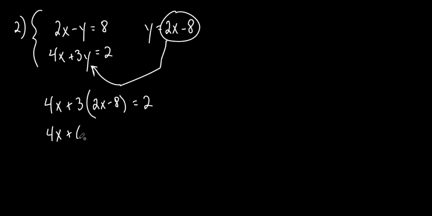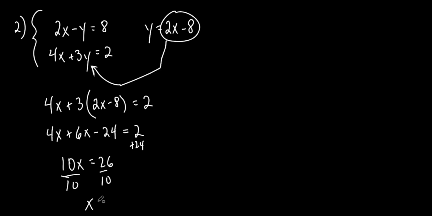4x plus 6x minus 24 equals 2. Add the like terms, that's 10x. Add 24 to both sides, that's 26. Divide by 10.